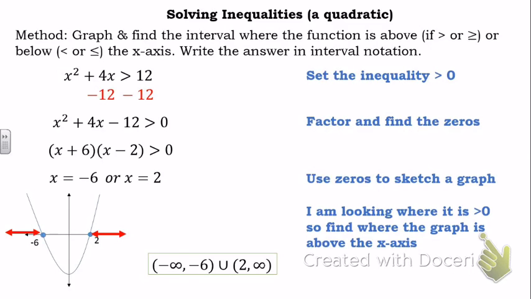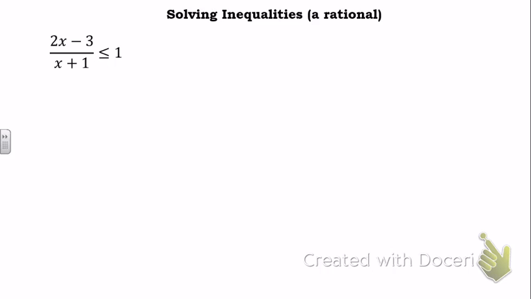And that is my final answer. So now solving my inequalities with a rational function. So my first step is I'm going to set the inequality less than or equal to 0. So I need to subtract the 1 from both sides.